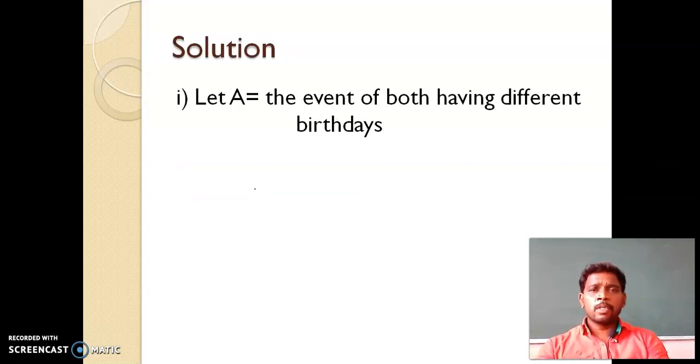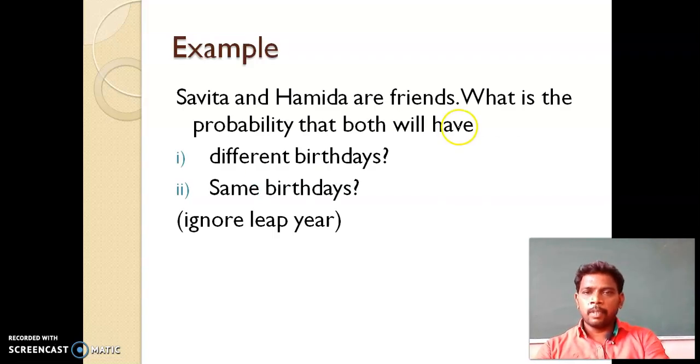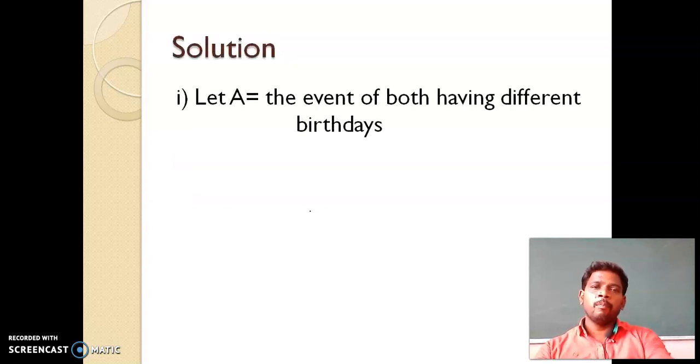So let A equal to the first. What is the first question? The event of having different birthdays. So this is the first event, and this is the second event. You can take E1, E2, likewise in order, but here I took A and B. You can take anything, any letter you can define, right? So let E equal to the event of both having different birthdays.